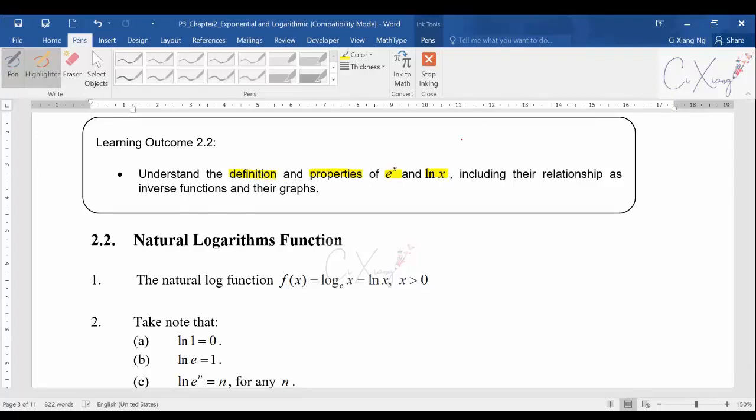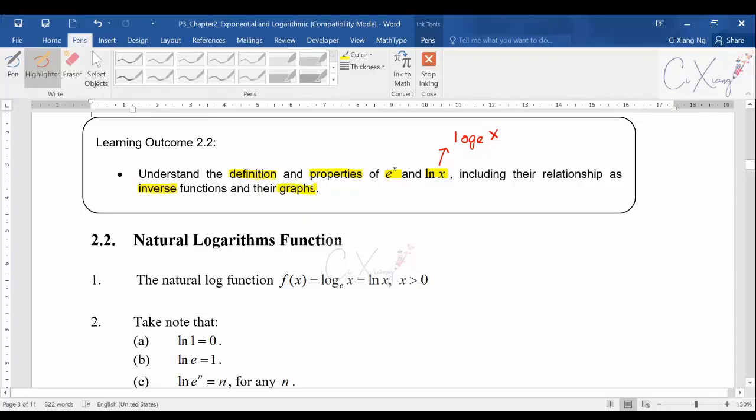So what is ln x here? ln x here actually means log base e. Including their relationship as inverse functions and also the graph. So you need to know that both of them are inverse functions of each other, and also you need to know how to sketch the graph.